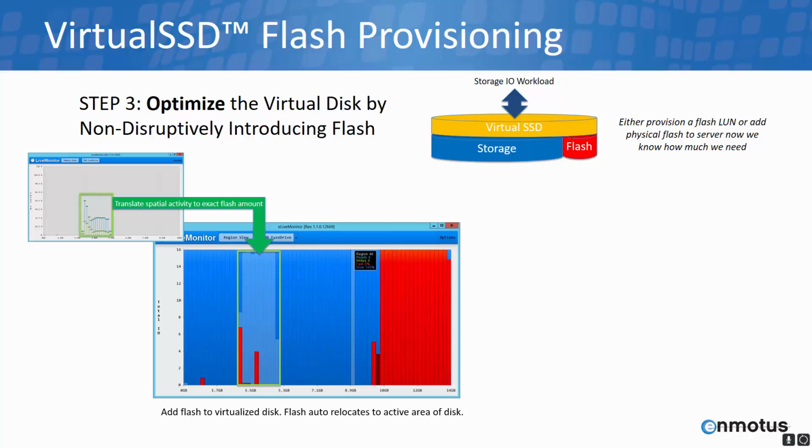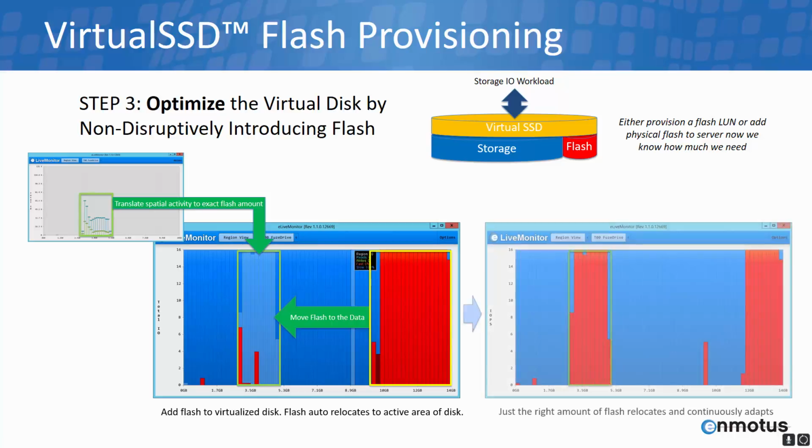So having injected the flash into the VirtualSSD, the Enmotus software will now automatically move the required amount of flash to where the data is active. Finally, the region that needs the flash has now been fully mapped to flash storage, and the storage will now operate at full speeds in that region for the disk at flash rates.